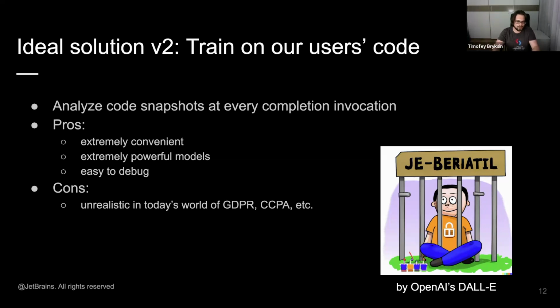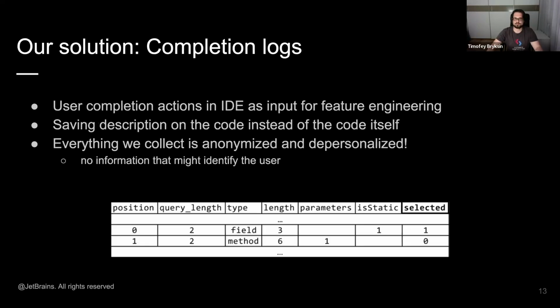So we have GDPR in Europe, we have CCPA in the US, and it seems like we're stealing their code to monetize it, because we are selling our products, and they have this feature that we will have a model trained on the data that we have no rights to use. So again, this is a no-go. What did we decide to do?